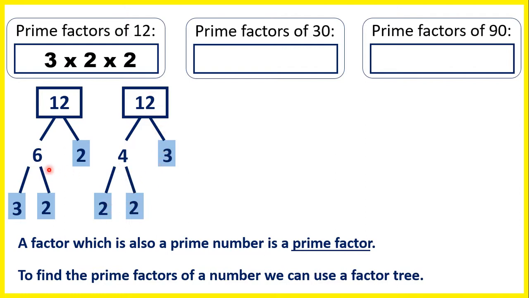And we can see that however we break the number down, whichever factors we use at first, we will always get the same prime factors on the end of our factor tree.